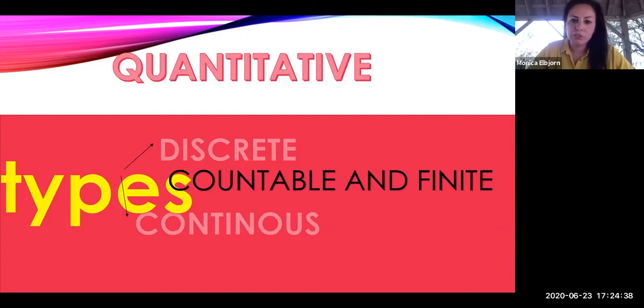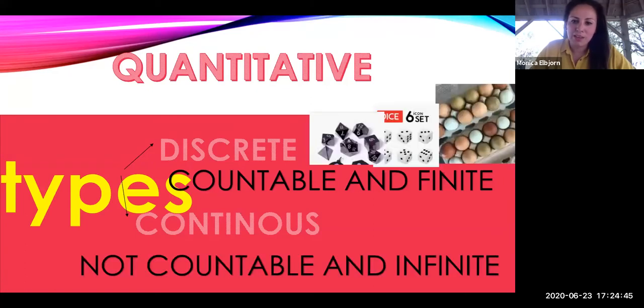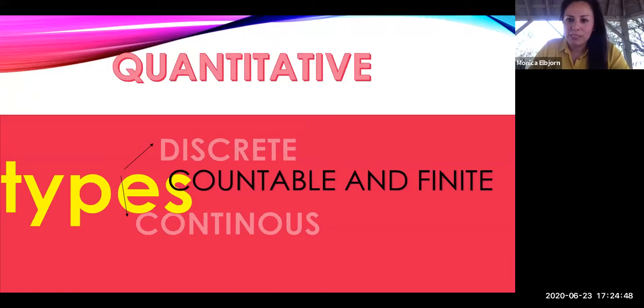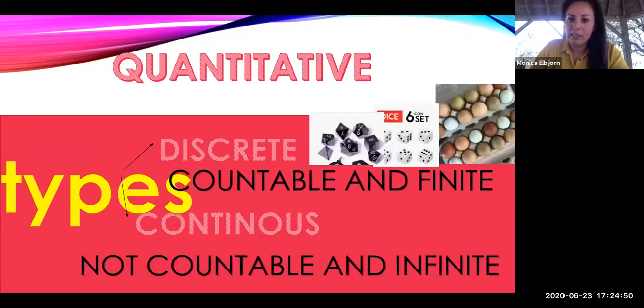And then continuous. Well, let me come back to the discrete. If you have a die, it has only 6 faces. But what if you have a die that has 6 faces, but instead of 1, 2, 3, 4, 5, 6, it has 1.3, 1.4, 1.5? It'll still be discrete because it has only 6 faces. You can count the faces. You cannot have 7 faces. You can only have 6 faces.